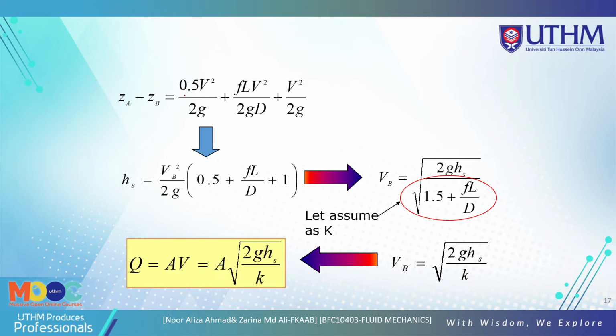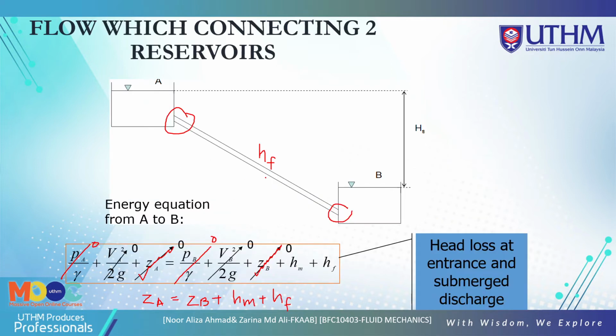So KE is 0.5 and K out here is 1. Okay, so based on KE 0.5 and K out 1, HF you have FLV squared over 2GD.